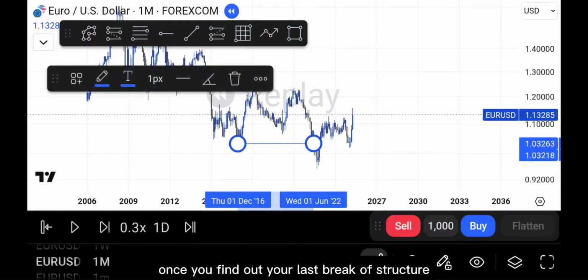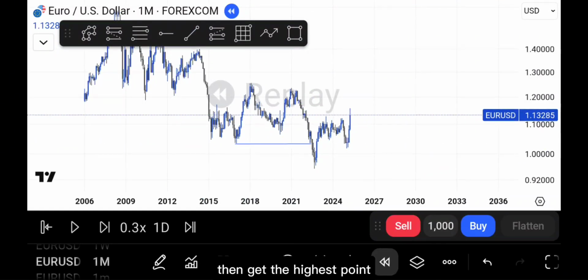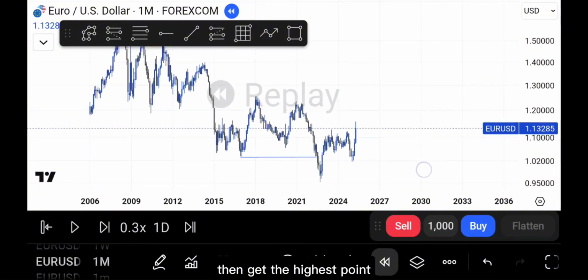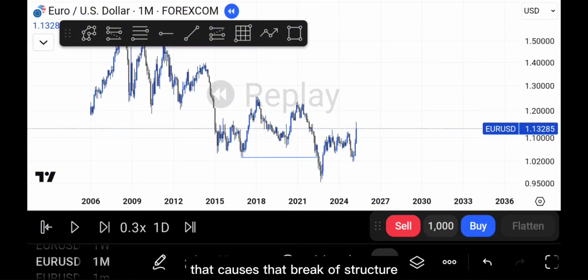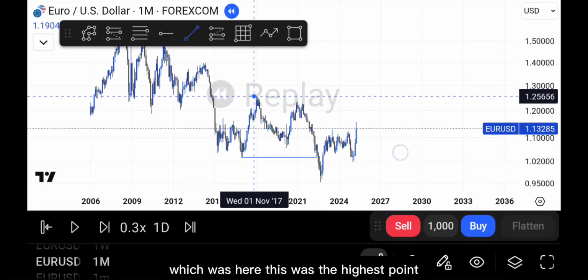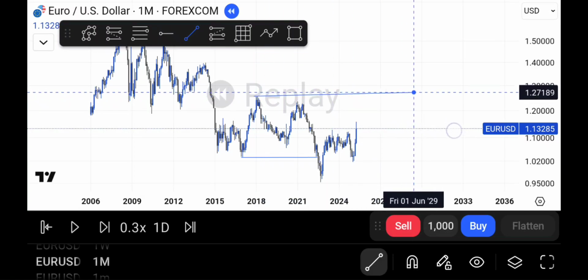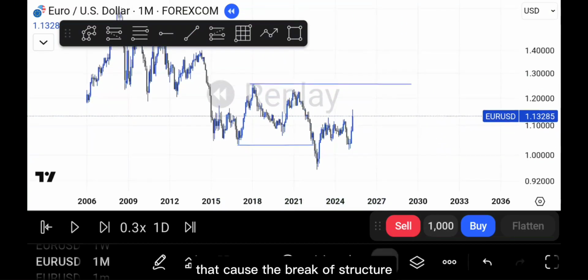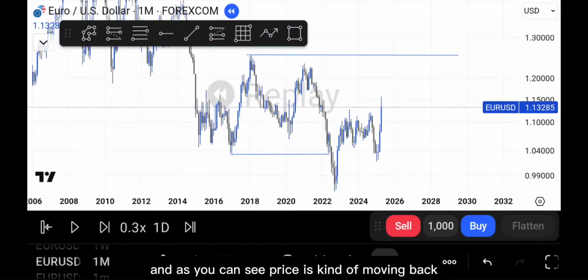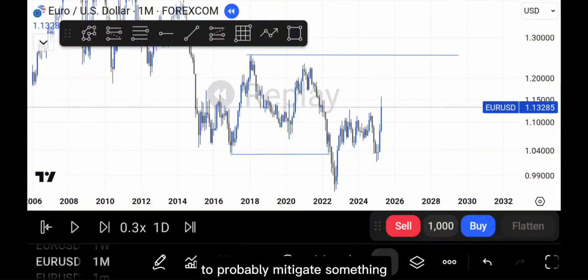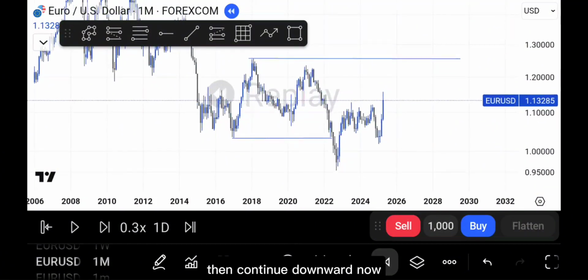Once you find out your last breakout structure, then get the highest point that caused that breakout structure. It was here. This was the highest point that caused the breakout structure. And as you can see, price is kind of moving back to probably mitigate something, then continue downward. Now, after you find out your breakout structure and the highest point, the next thing for you is to find a point where you're going to sell from.